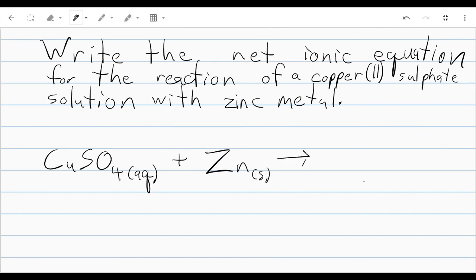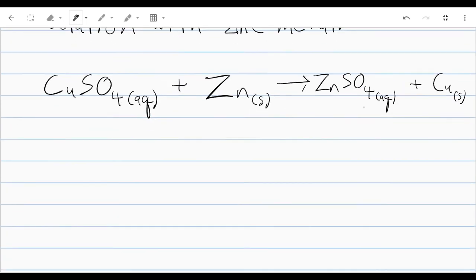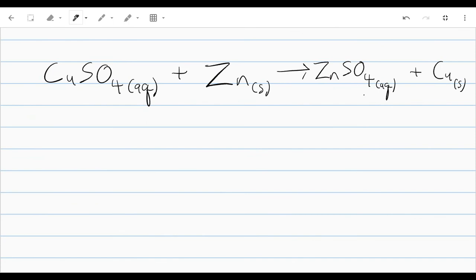Now this, we have an ionic compound and we have a metal. It looks like a single replacement reaction. So that means it's going to produce zinc sulfate and copper. Thankfully, the numbers are all balanced. This one's a fairly simple one to balance out, so we don't have to muss around with any of the math.